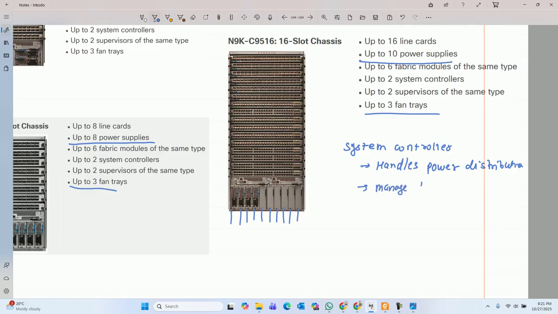Manage fan speed, temperature also. Manage out-of-band management, etc. All these things will be taken care of by the system controller, so the CPU does not need to be involved in all these activities.